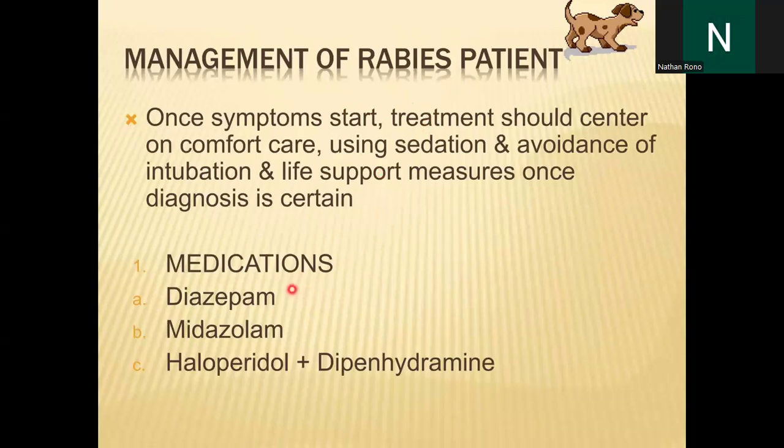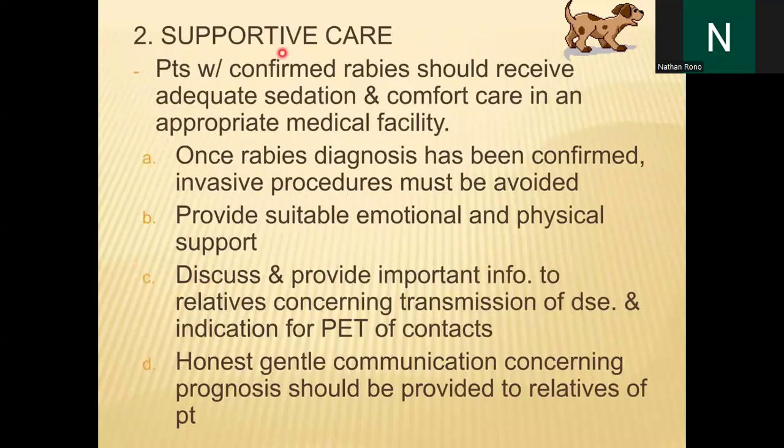Then you got the medication. So here are the medications: diazepam, midazolam, haloperidol. So don't worry about the big names. Diazepam, midazolam, haloperidol, these are used for sedation. Remember, we said the patients can be highly agitated and have very bizarre behavior. So these are the medications we give them to sedate them. Then supportive care. Patients with confirmed rabies should receive adequate sedation and comfort care in an appropriate medical facility.